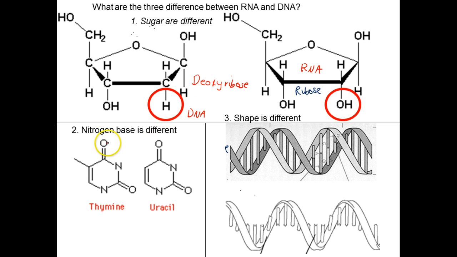The second difference is the nitrogen base. In DNA you have thymine, so wherever you have A, A for adenine, it pairs up with thymine. But in RNA, A pairs up with uracil, because RNA does not have thymine. And third, the shape is different. In DNA, we describe it as a double helix, whereas RNA is still a helix, but it's like half a ladder. So we refer to that as a single helix.